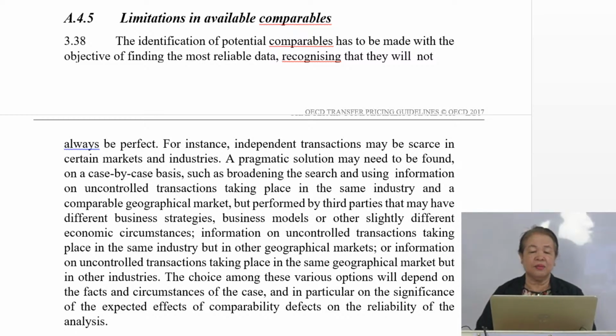No? Kaya sabi natin may mga unique na transactions or unique na industries. Kaya wala kang makitang comparables. No? So a pragmatic solution may need to be found on a case-by-case basis. Case-by-case basis. Actually, ako pag gumagawa ako ng analysis, transfer pricing analysis, I suggest to clients na segmented. Ayoko yung lump sum na analysis na they have 5 functions tapos isang comparables lang gagamitin ko. No, I prefer na kung 5 functions yan, dapat bawat function meron akong ginawang transfer pricing analysis per function, no?